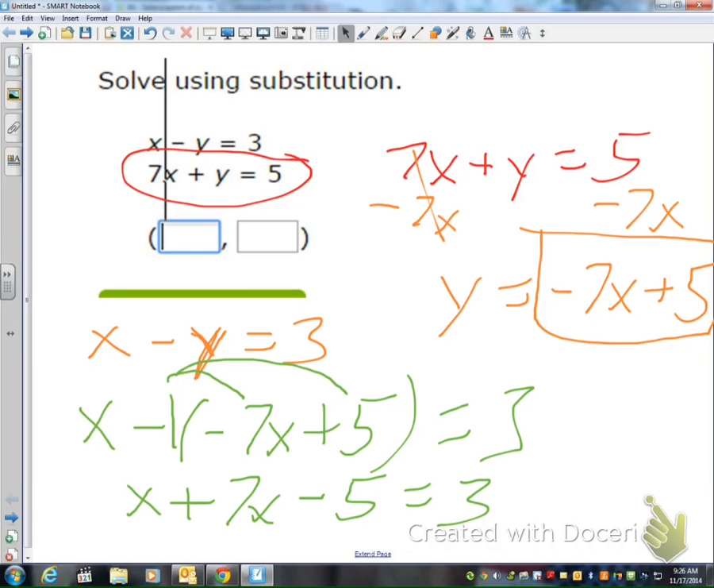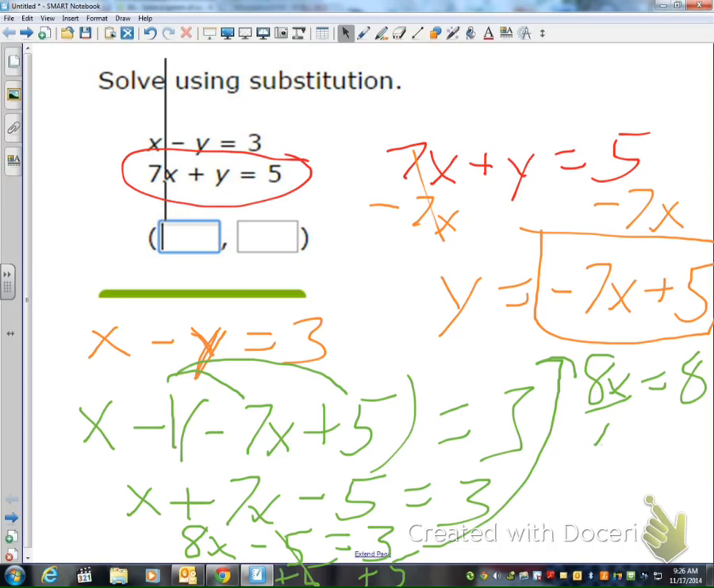Now from there, I can combine like terms. X and 7x makes 8x. I started writing too big. All right, so then from there, I'm just going to come up here because I'm running out of room. So 8x minus 5, we're going to need to add 5 on both sides. And that gives me 8x equals 8. And if I divide through by 8 on both sides, that gives me x equals 1. So the first part of my solving gives me the value for x.